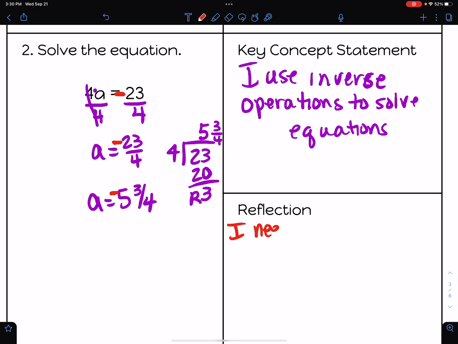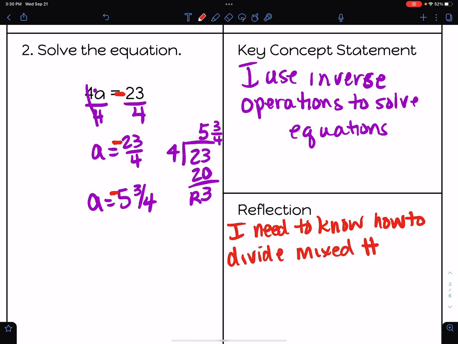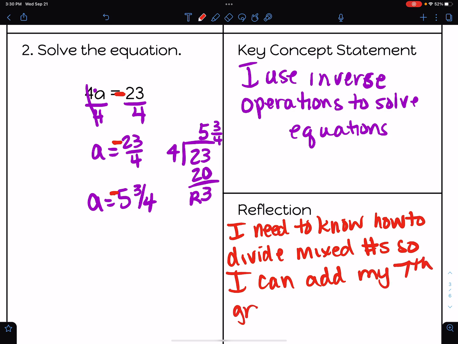I need to know how to divide mixed numbers so I can add my 7th grade mastery. That's it for this number, I don't know which number this is anymore.